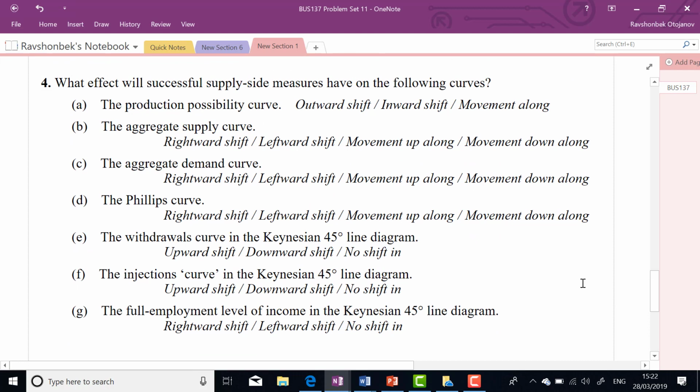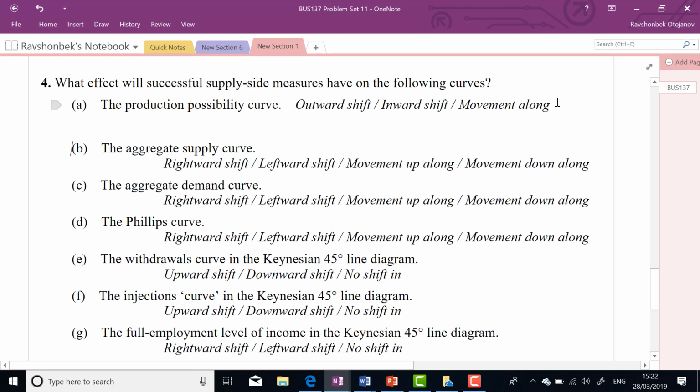Number 4. What effect will successful supply-side measures have on the following curves? First one is the production possibilities curve. Does anyone want to explain this? It's an easy one. Outward. Is it an outward shift? Exactly, it's an outward shift. Why? Yes, you're right. Go ahead.